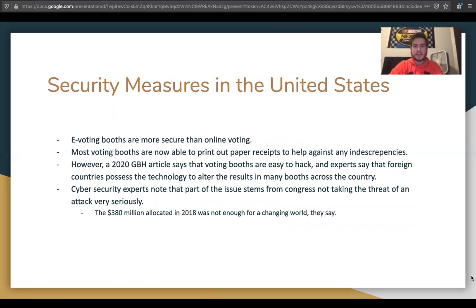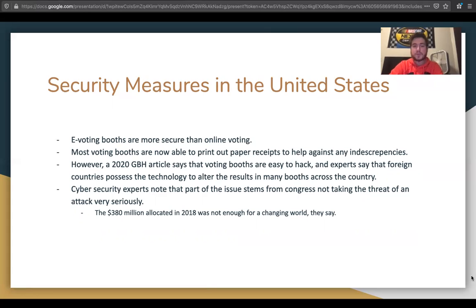Security measures in the United States. Pardon me, e-voting booths are more secure than online voting. And I talked a little bit about that earlier. It's because when you vote online, you've got firewalls and things like that, but it's a little bit easier for hackers to get in and cause problems rather than those in-person machines.